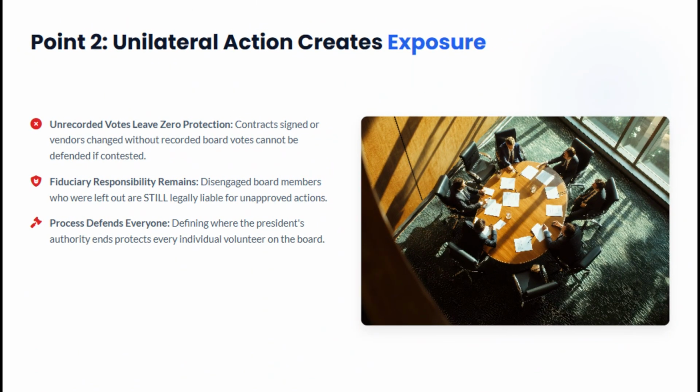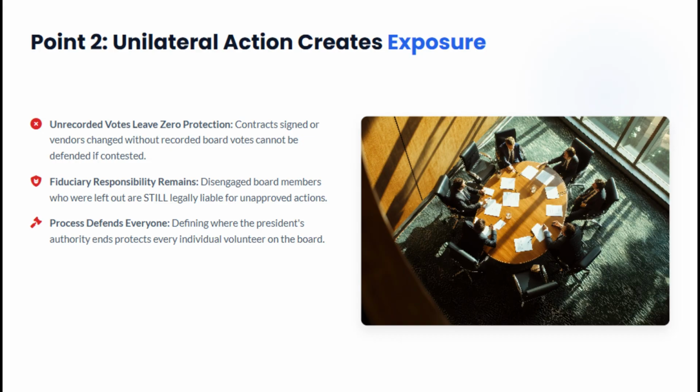When one board member consistently acts without the rest of the board's involvement, the entire association can be exposed to vendor disputes, assessment challenges, and internal conflict that's very difficult to unwind. We've seen associations where contracts were signed, vendors were changed, and assessments were adjusted, all without a recorded board vote. When those decisions were later contested, there was no documentation to stand behind. The association had no protection because the proper process was never followed.